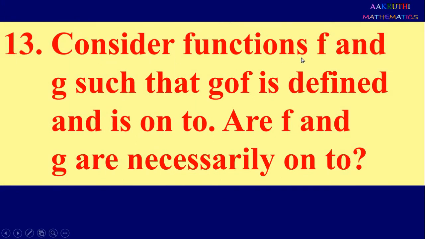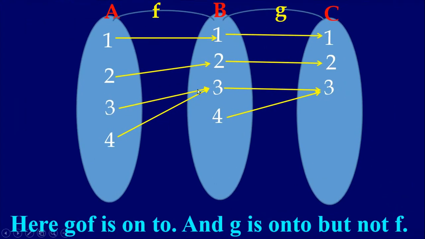Next problem, consider functions f and g such that g composite f is defined and it is onto. Are f and g necessarily onto? You have to verify whether f and g are onto. Now here consider an example: set A is {1,2,3,4}, set B is {1,2,3,4} and set C is {1,2,3}. Consider two functions f from A to B and g from B to C.